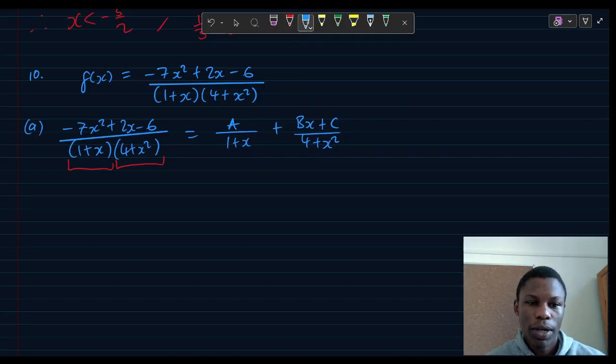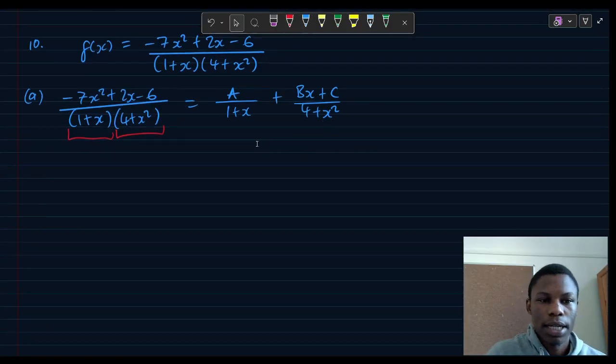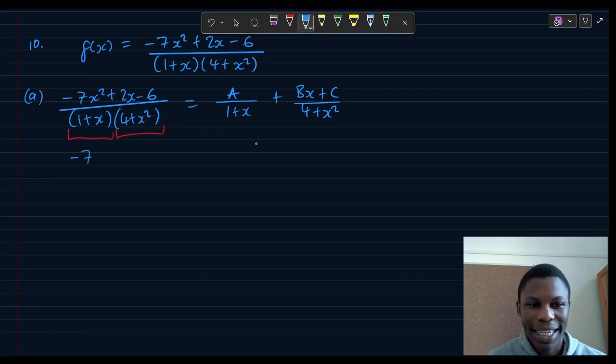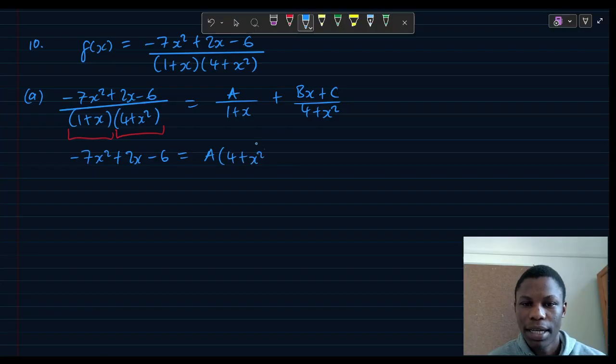And now we're going to multiply through by 1 plus x times 4 plus x squared to get rid of all the denominators. So on the left, you just end up with negative 7x squared plus 2x minus 6. And on the right, it becomes a multiplied by the 4 plus x squared, plus bx plus c multiplied by 1 plus x.